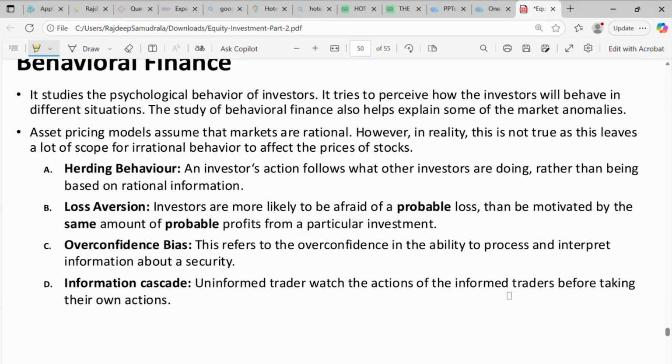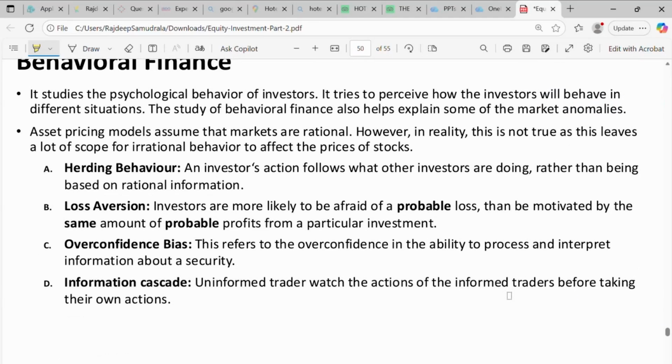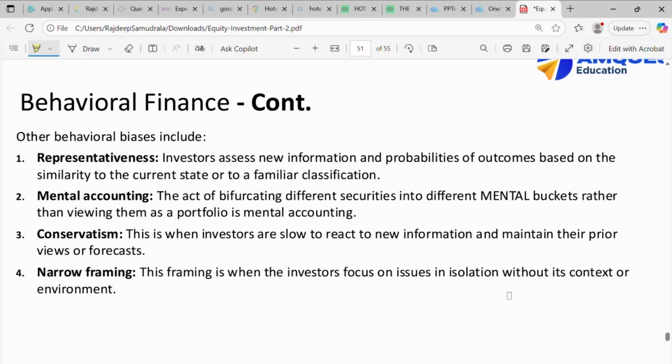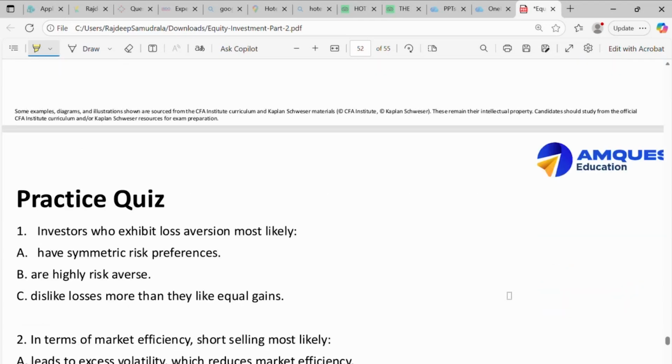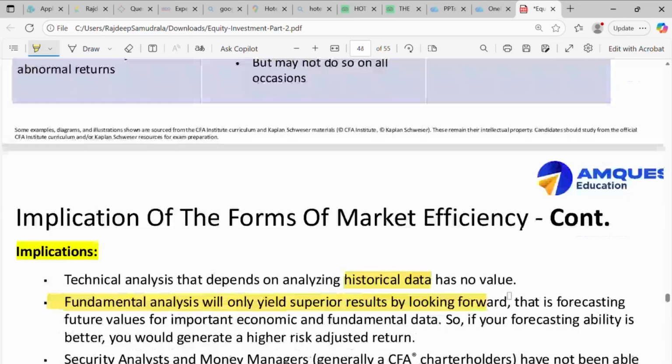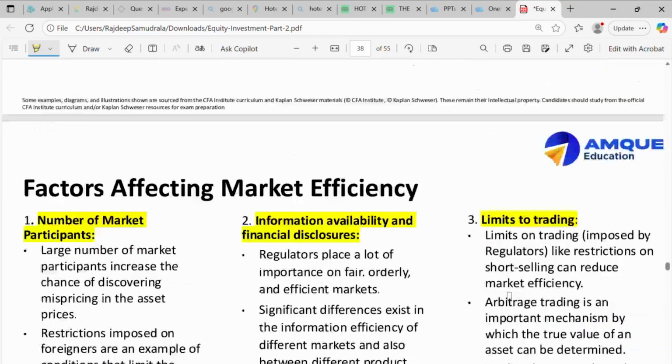Clear? So in behavioral finance, we have more simply herding behavior, loss aversion, overconfidence. These are all part of behavioral finance. People are able to actually connect with these behaviors, right? And others will include mental accounting, representativeness, conservatism, and so on. Clear? So this is broadly what we learned about the topic of market efficiency.